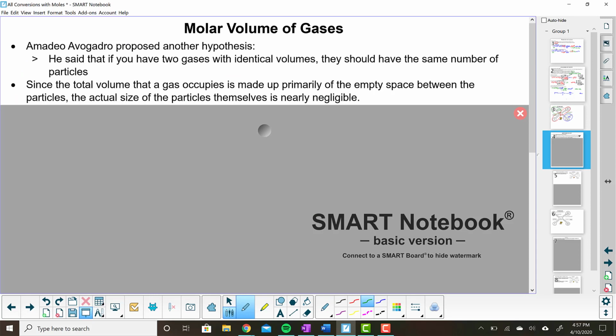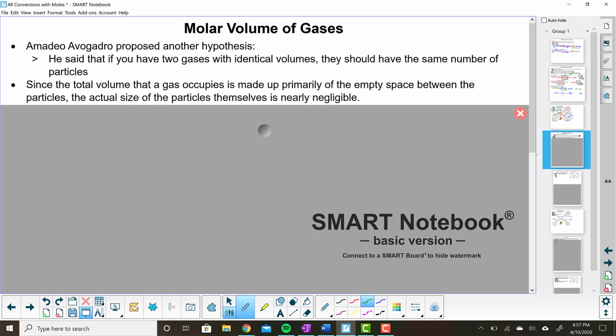Our bud, Amedeo Avogadro, right? The guy who created Avogadro's number, 6.02 times 10 to the 23rd. He proposed another hypothesis in his research. He said that if you have two gases that have identical volumes, then they should have the same number of particles in those volumes. And he argued his case. He was like, since the total volume that a gas occupies is made up of mostly empty space, right? Picture a balloon. How much space is just empty and how much is filled of air particles?